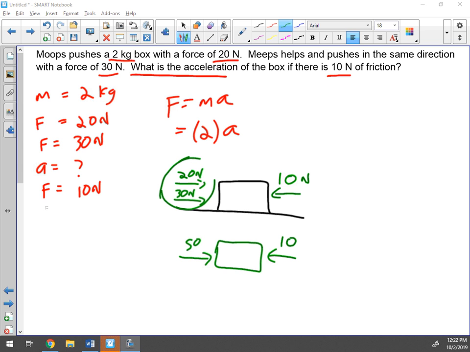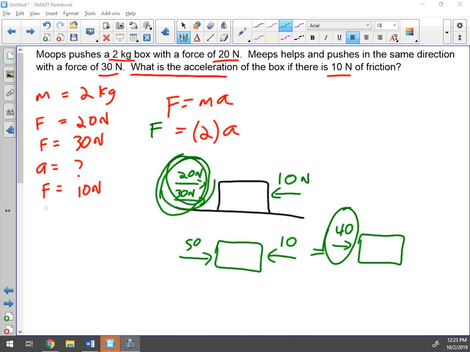And I can actually take it one step further, and I'm going to subtract the 50 minus the 10, because they're going in opposite directions. So really, my total force is going to be right here. It's going to be 40. So the 20 and the 30 back here get added together, and then the 50 and the 10 get subtracted, and we get 40. So that 40 is the total force. That is right here, and I'm going to put that as 40.